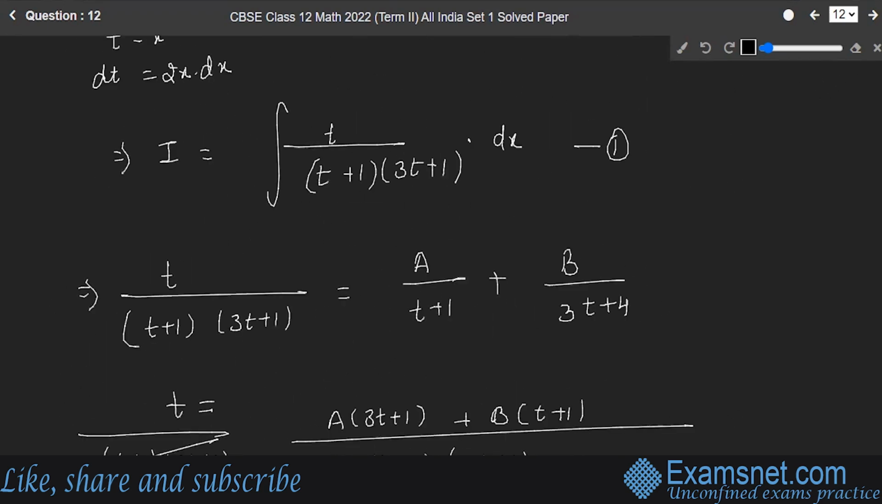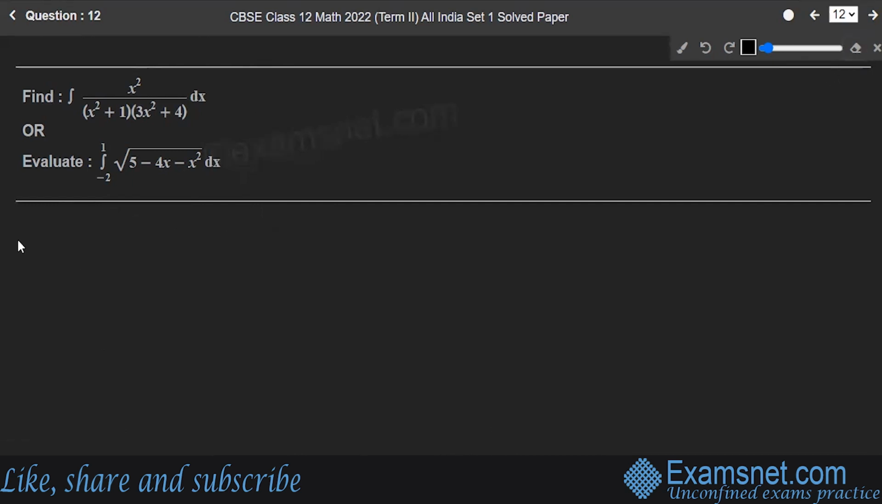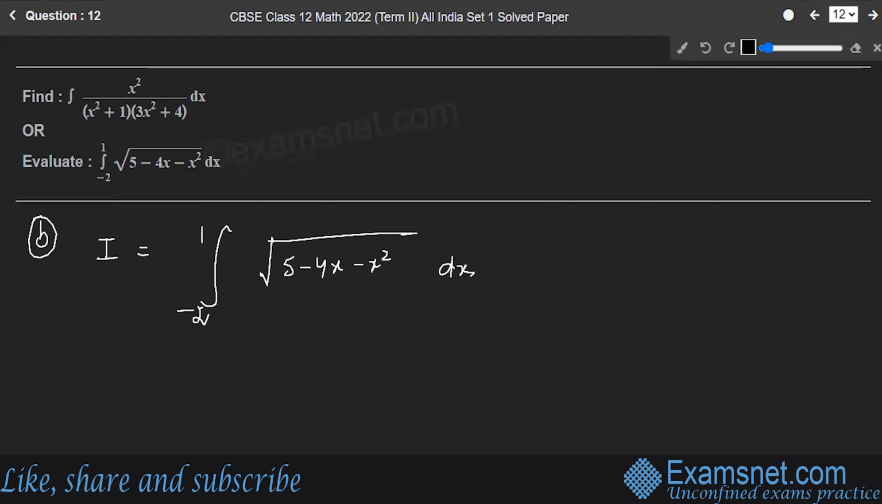Let's move to the B part now. So this is the B question, this is the A question. Now again, an integral problem. In this case, we are given the limits -2 to 1, root of 5 minus 4x minus x square. This is actually a pretty easy question in comparison to the previous one. Let's go. So you have to find the integral from -2 to 1 of root of 5 minus 4x minus x square dx. I'll take the minus common outside, x square plus 4x minus 5 dx.